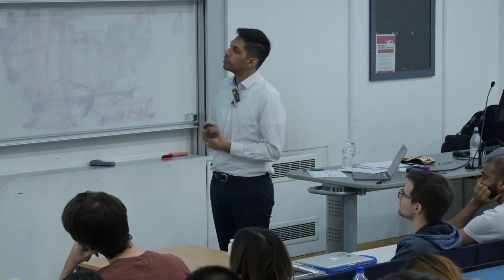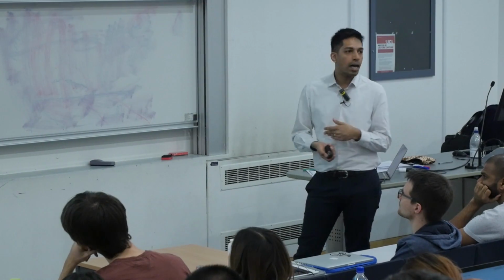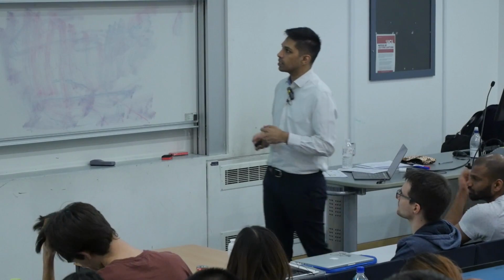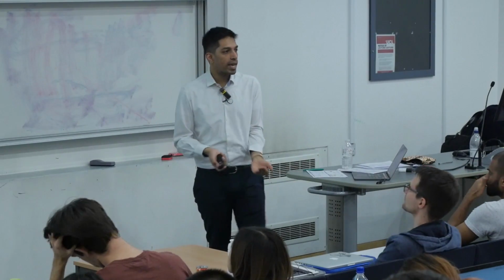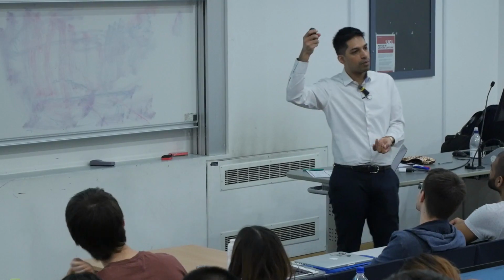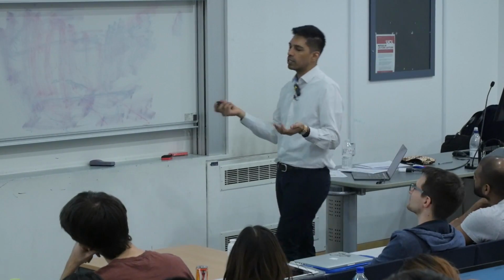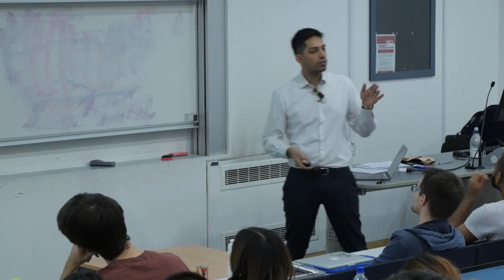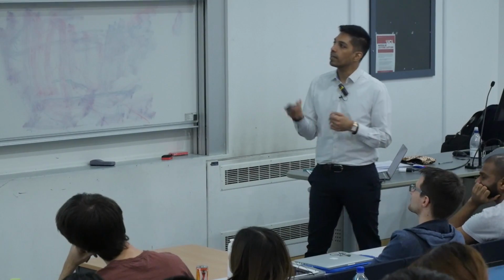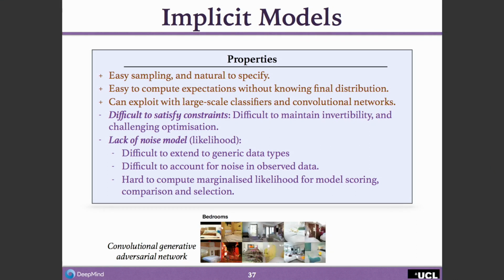Implicit models have different properties. They're also easy to sample and easy to specify because you can just write out this function f. It's very easy to compute the expectations because all you need to do is sample from the noise and generate from the function, and then you can take averages over those samples. And it's very easy to exploit large-scale classifiers and convnets when you design those functions. But if you had any constraints, like if these functions needed to be invertible, then optimization can be very difficult, and the invertibility may be hard to maintain.